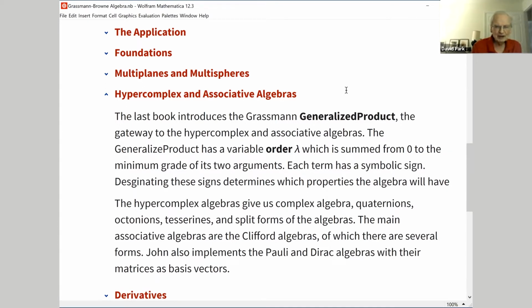You can think of this as a list of terms. Each term has a symbolic sign, and at one end of the list it's an exterior product, and at the other end it's an interior product, and in between is kind of a sum of them. And the terms all have signs, and designating these signs determines what properties the algebra will have, what kind of algebra it will be, whether it will be associative or commutative. And John has a list of about a dozen things, which I guess are talked about in advanced algebra books.